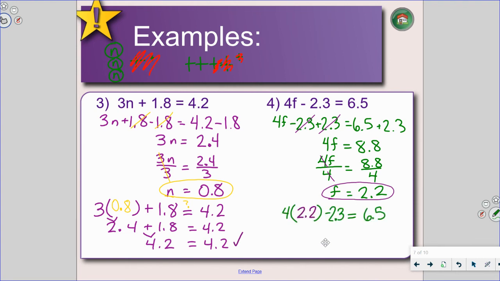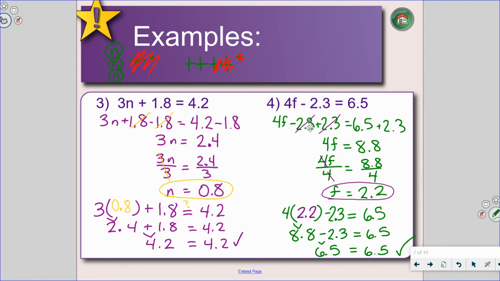Take your original equation and substitute in 2 and 2 tenths. Order of operations says multiply first and then subtract, and it works. Again, ladies and gents, you see different variables, you see different numbers, you see different operations, one positive here, negative here. But we're still going to get rid of that constant term first, leaving the coefficient for second.